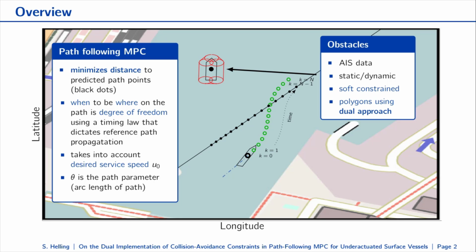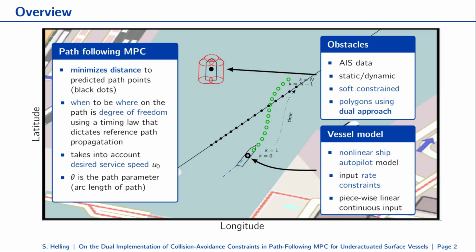Simultaneously to solving this path-following problem, the vessel needs to take a path that avoids obstacles. These can be either static or dynamic, and their dimensions along with the controlled vessel's dimensions are modeled using convex polyhedrons, as well as some safety distance, which you can see in red.